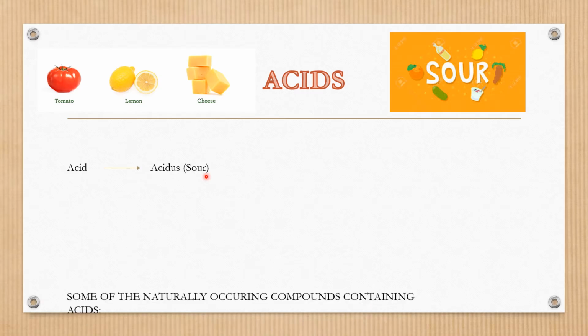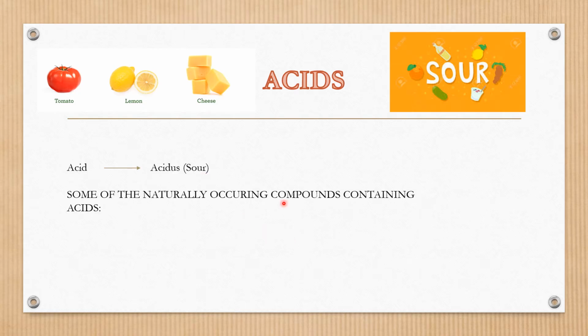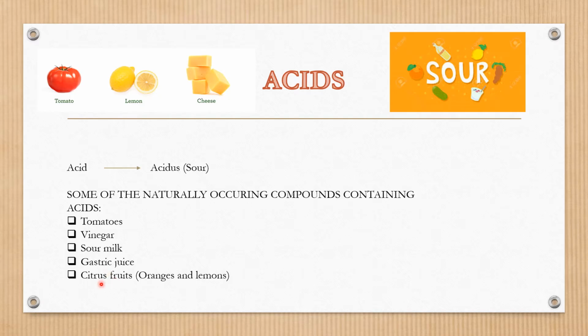And some of the naturally occurring compounds containing acids are tomatoes, as we already saw in this picture, and then vinegar, and then sour milk, and then gastric juice, and citrus fruits like oranges and lemons. See this picture, lemon is an acidic substance, and then grapes, tamarind, apple, etc.